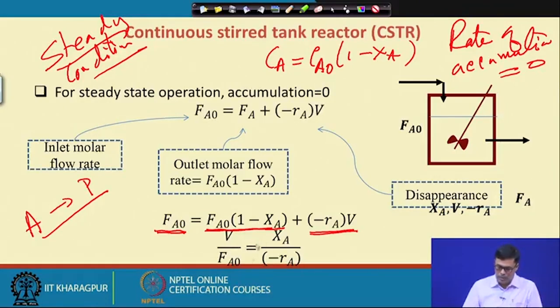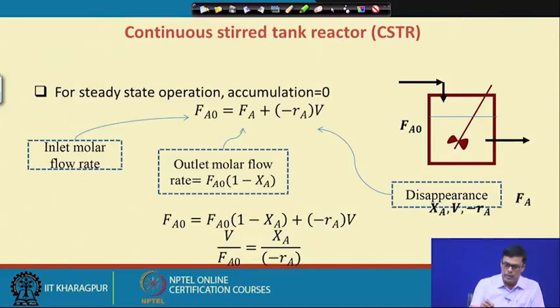So, if you solve this equation, we will get V by FA0, am I right, into XA by this. It is a simple equation. If you solve it, the FA0 will cancel, and then it is minus FA0 into XA. You can take it to this side, FA0 into XA equal to minus RA into V. Now, you can write V by FA0 equal to XA by minus RA, which we can easily write here.